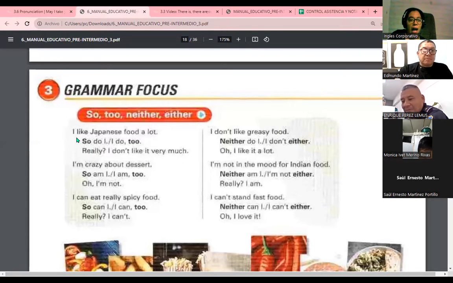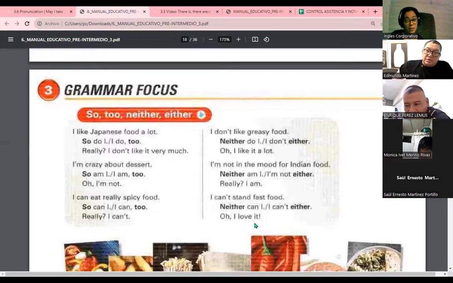Entonces decimos, I like Japanese food a lot. ¿Qué puedo decir yo? Because I agree. Entonces, ¿cuáles son válidas? So do I, and me too. Excellent. So do I, I do too, and me too. Okay, really? I don't like it very much. Okay, no me gusta mucho. You disagree. Ajá, I disagree.